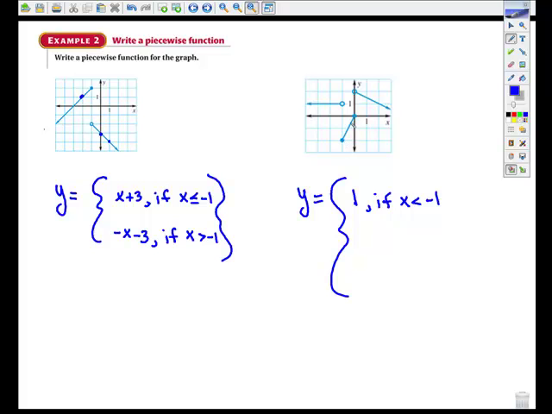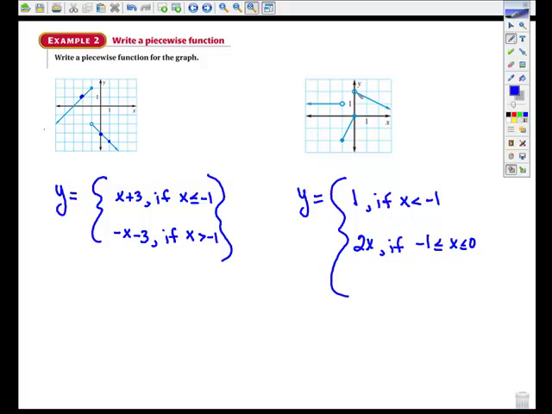Now let's do this one. This one has a slope of rise 2, run 1, so it's a slope of 2, so 2x. The y-intercept appears to be 0, so it's just plain old 2x. If, now the x is between negative 1 and 0. Here it's negative 1, here the x is 0, and they're both closed circles. So negative 1 is less than or equal to x is less than or equal to 0.